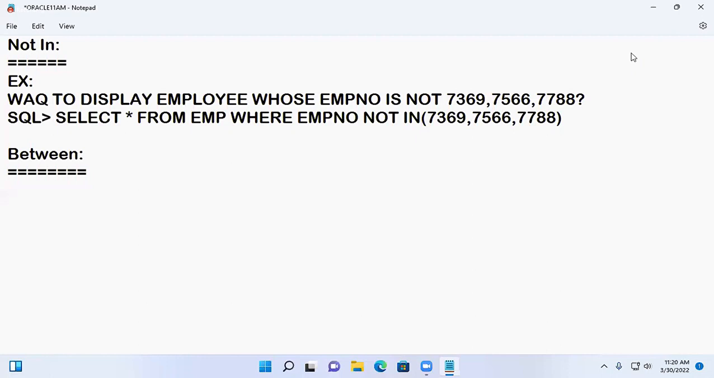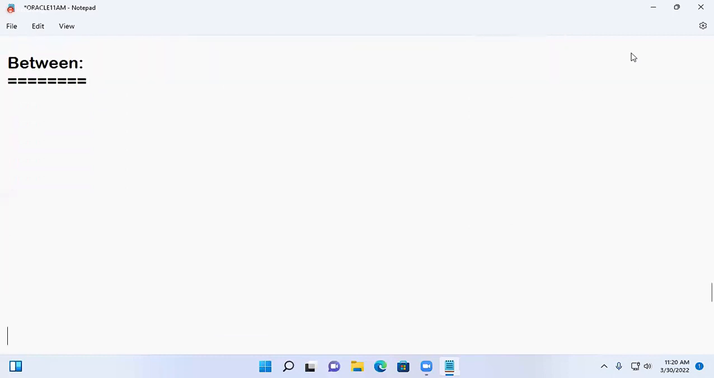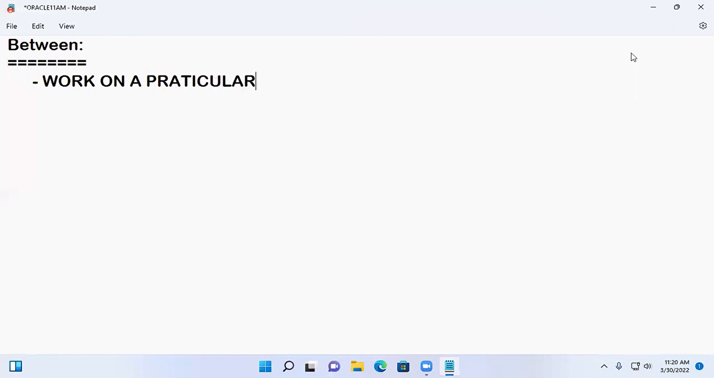Okay, now, last people, okay, right. So the BETWEEN operator, observe carefully, guys. We use the BETWEEN operator when you want to perform your operation or work on a particular range of values. So whenever you want to work on a range, we can use the BETWEEN operator.